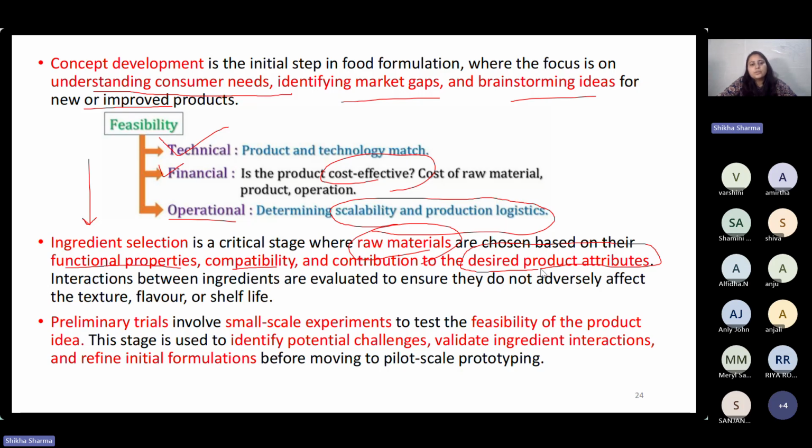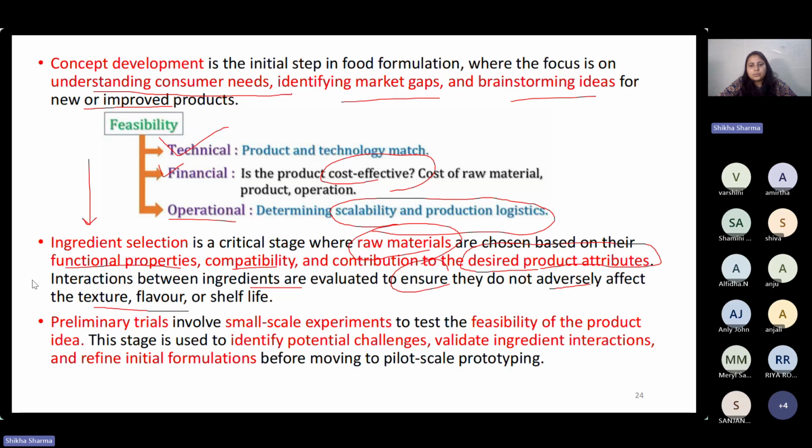organoleptic or sensory attributes. So there should be interaction between these ingredients, and they should work well together when all these ingredients are there. They should not produce any negative effect on the texture or flavor, or produce any allergic compounds, and should be basically compatible with each other.